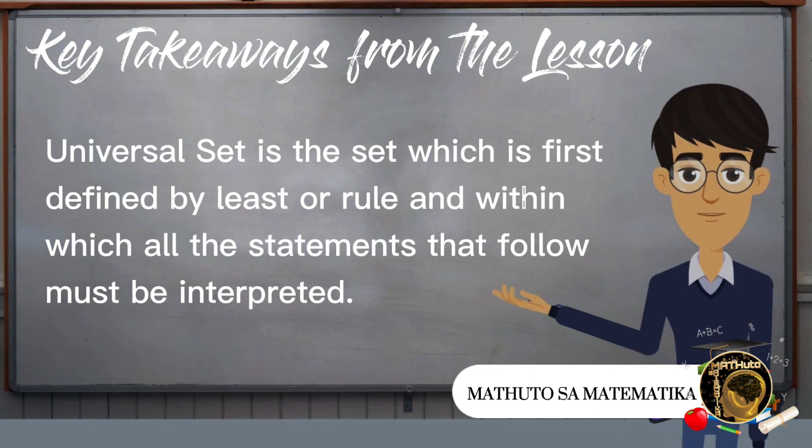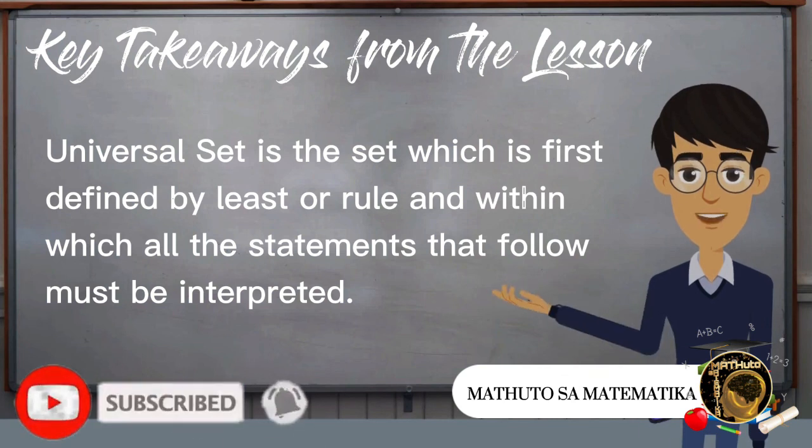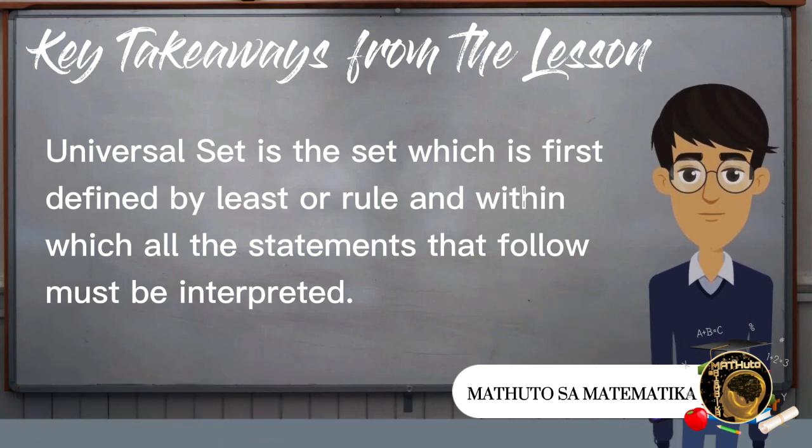We also talk about different kinds of sets. One of those is the universal set. The universal set is the set which is first defined by list or rule, and within which all the statements that follow must be interpreted.